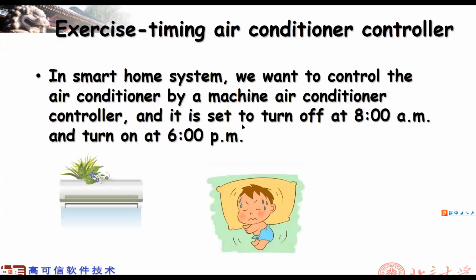Now you can do an exercise. It's about the timing air conditioner controller. Actually, in a smart home system, we want to control the air conditioner by a machine, by a controller. This controller will set the air conditioner to turn off at 8 a.m. and turn on at 6 p.m. So can you draw a similar problem diagram, a problem frame diagram, of the air conditioner controller?